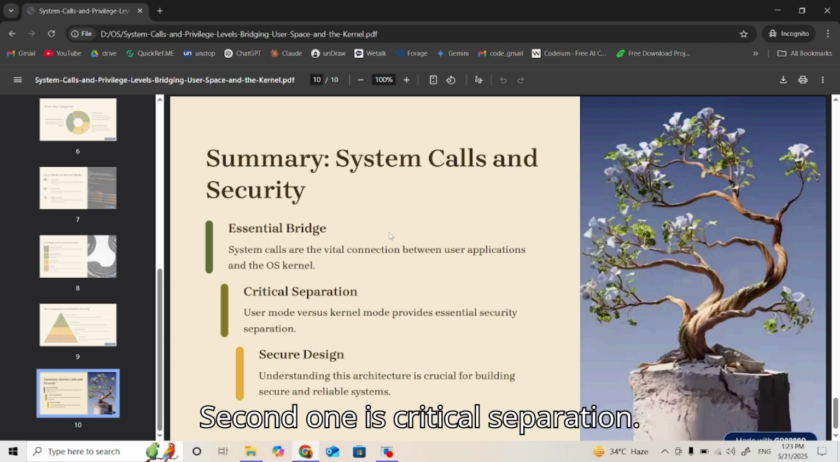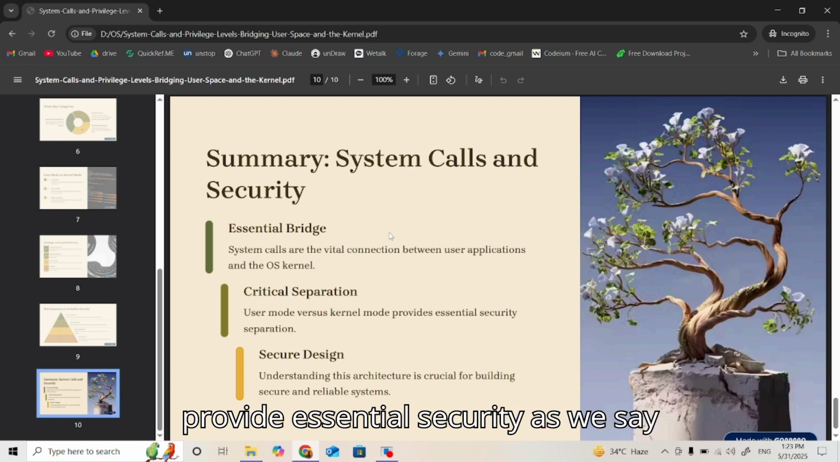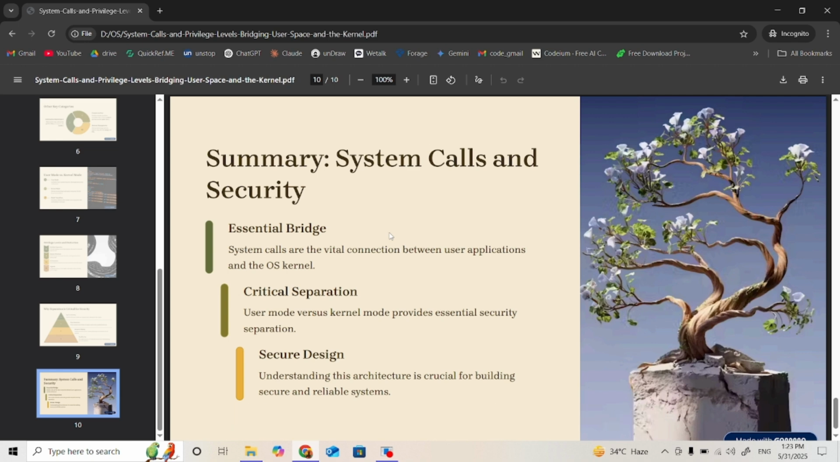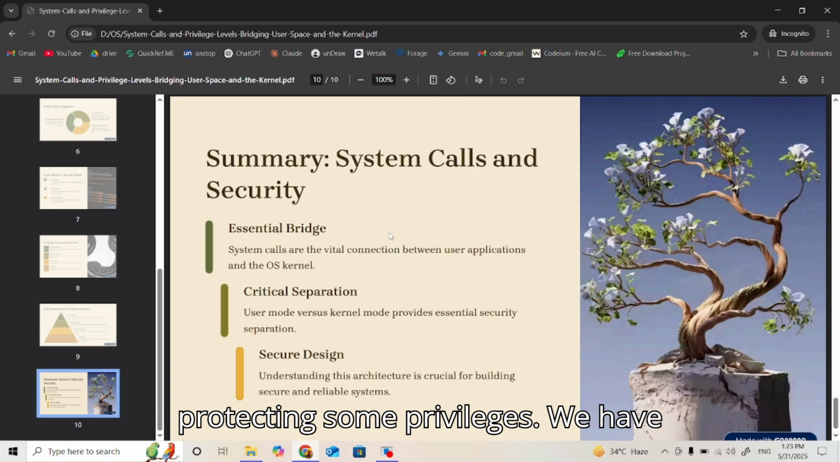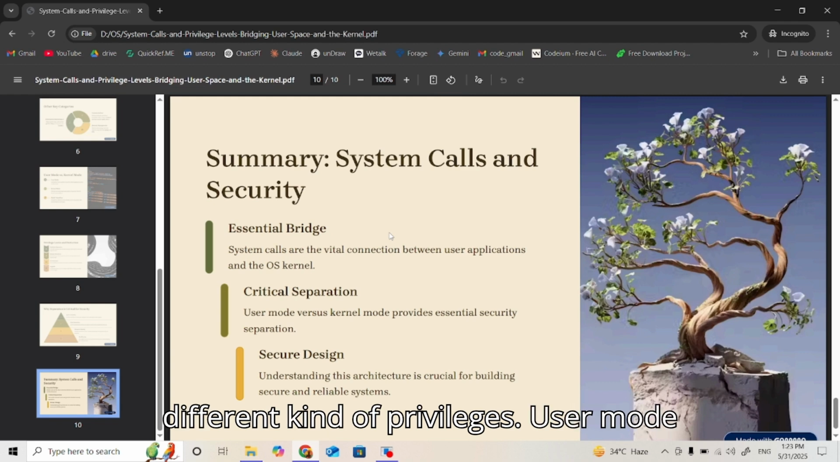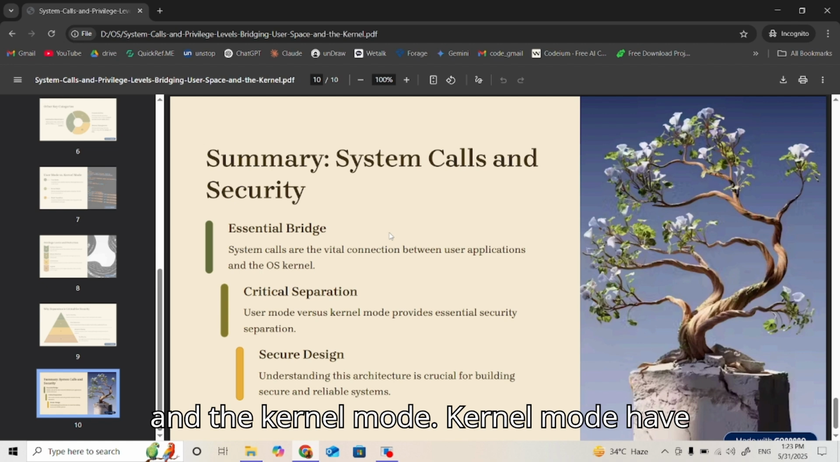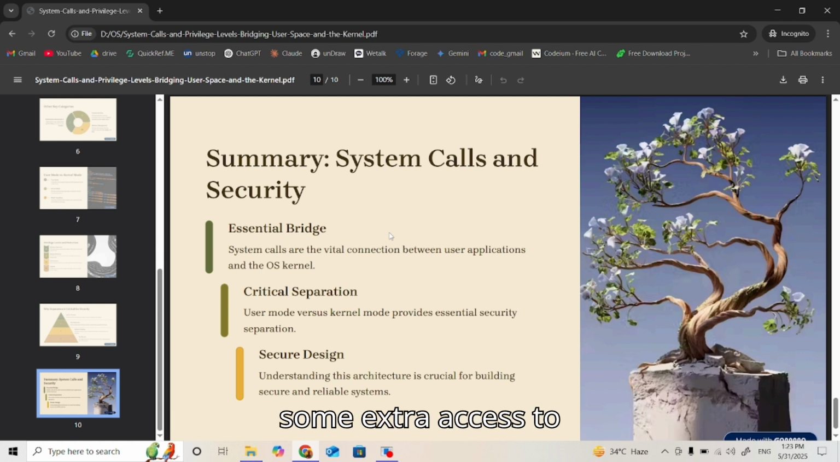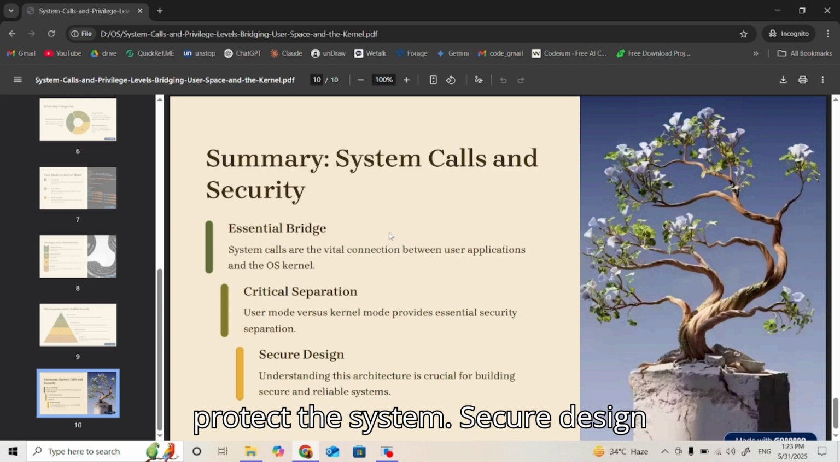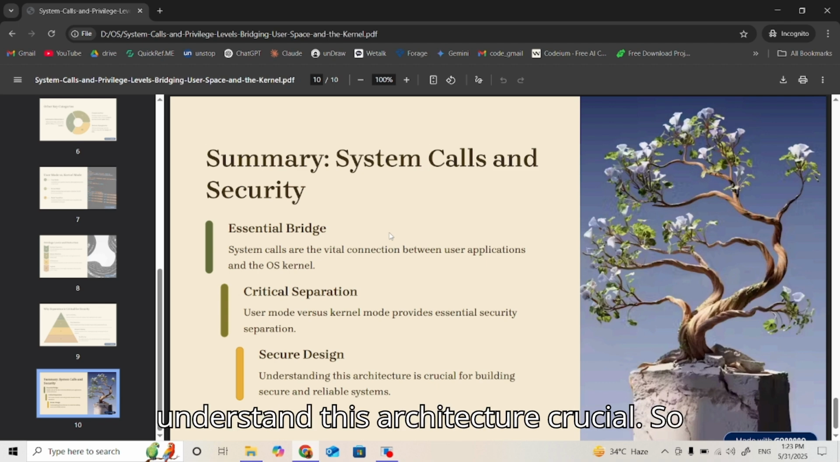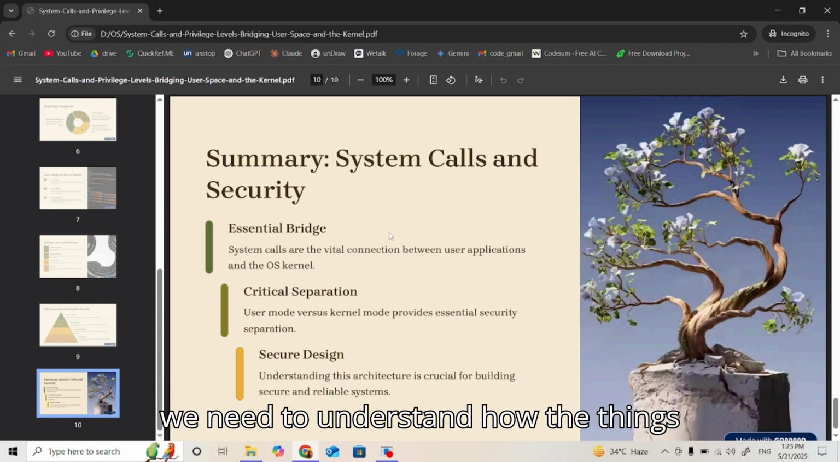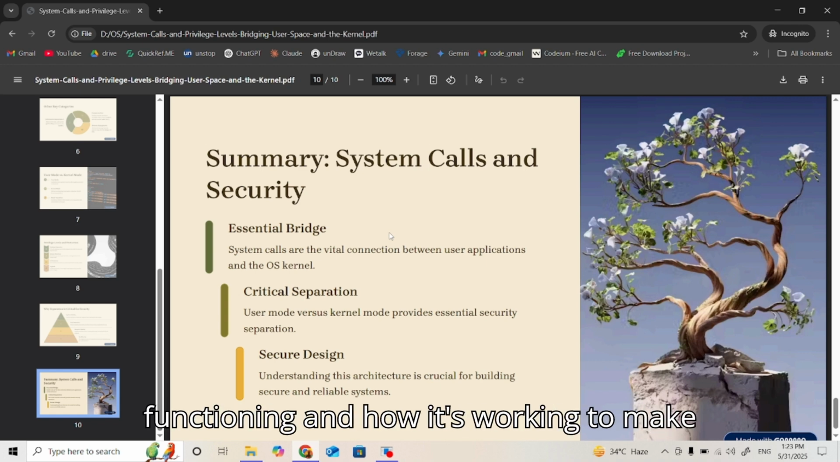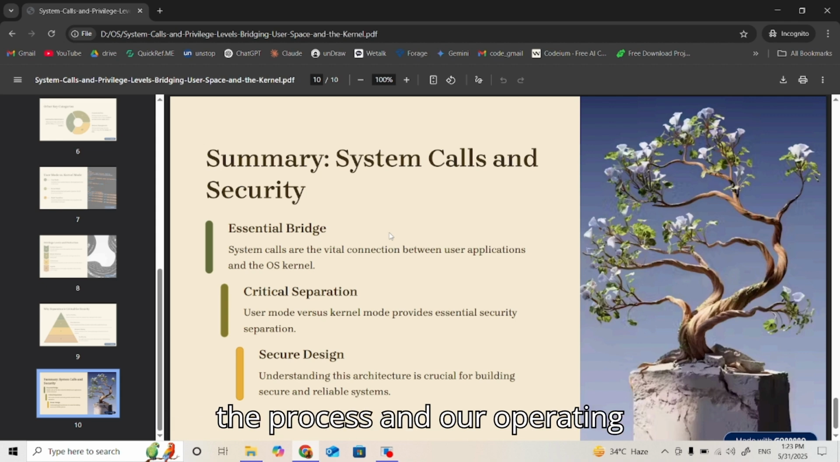The second one is critical separation. User mode versus kernel mode provides essential security, protecting privileges. We have different kinds of privileges, user mode and kernel mode. Kernel mode has some extra access to protect the system. Secure design: understanding this architecture is crucial. We need to understand how things function and how they work to make the processes and our operating system work really fine.